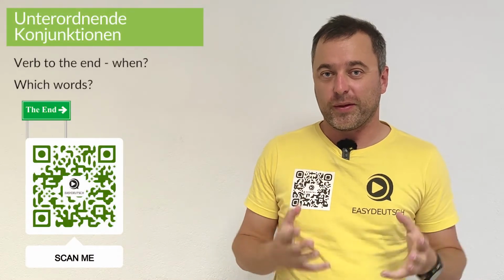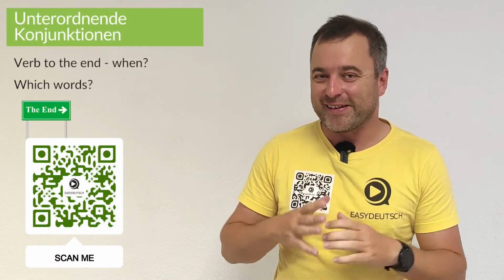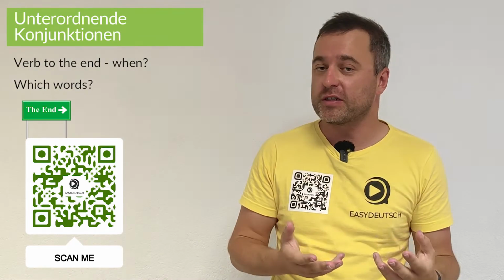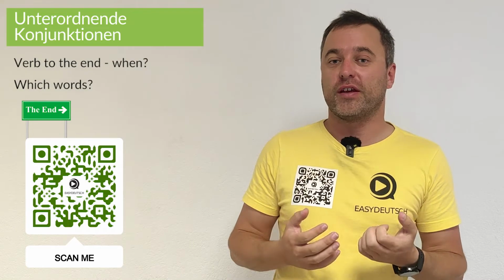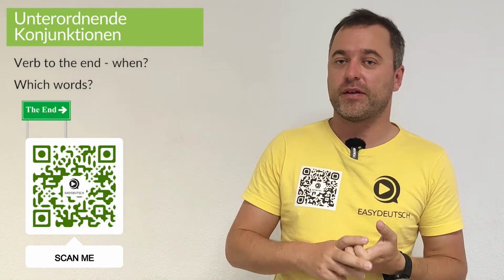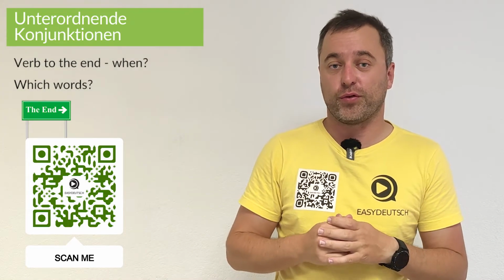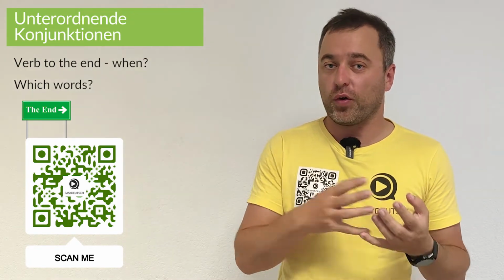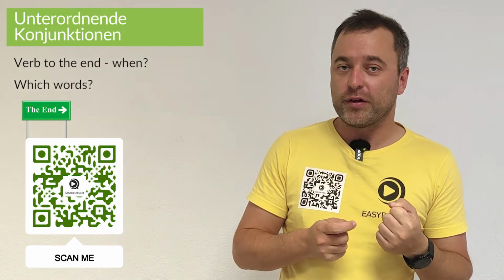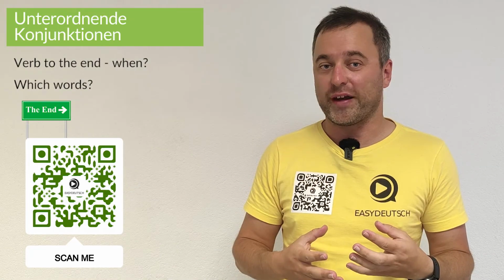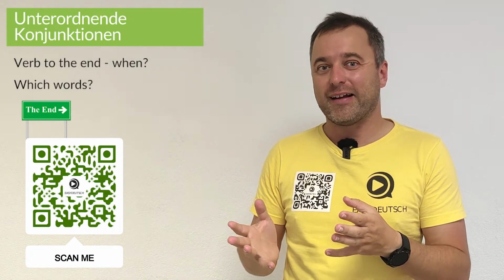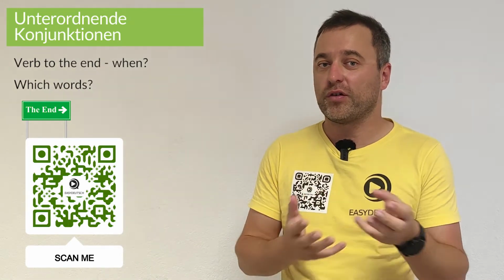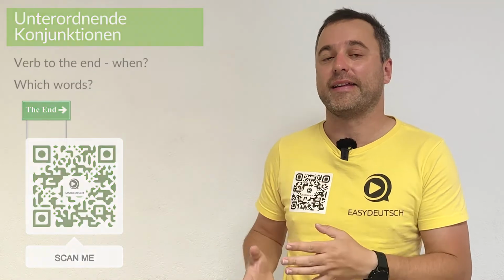Unterordnende Konjunktionen, subordinating conjunctions. In today's video, I will explain to you which words, which conjunctions are actually introducing subordinate clauses. So which ones are actually sending the verb to the very end, and what does this mean for the word order? So is only the verb going to the very end, or is something else going there as well? And are they actually connecting only main clauses or with subordinate clauses, or do they do more than that?